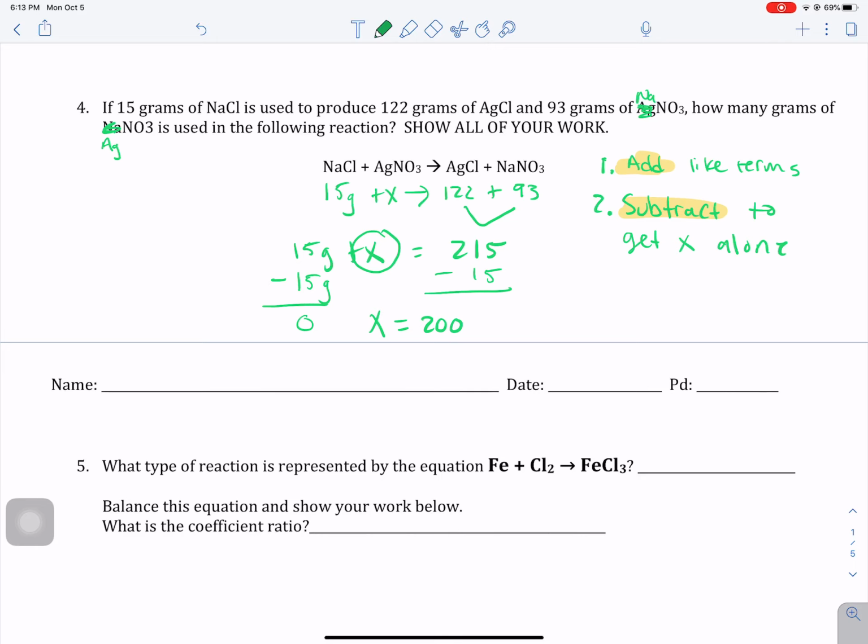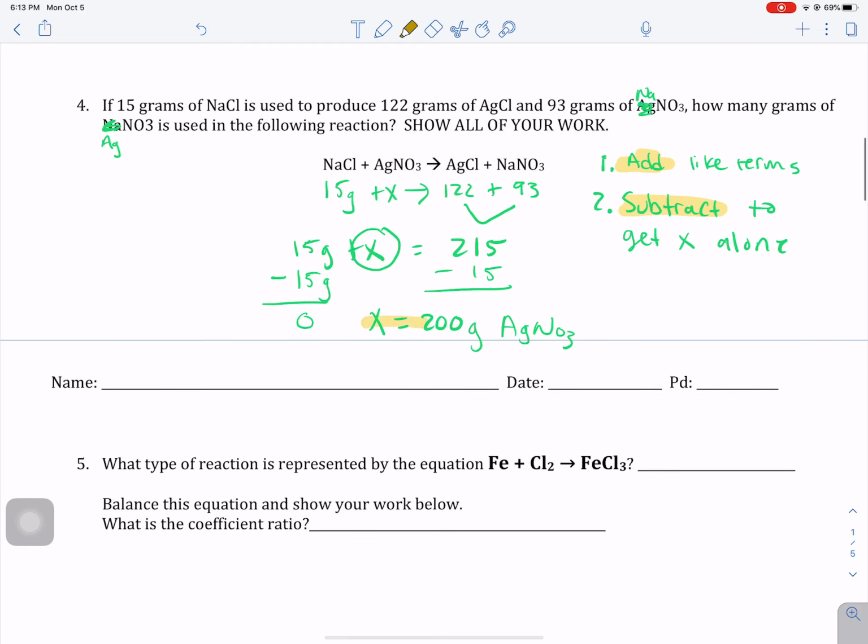And that 200 is going to be AgNO3. So this is 200 grams of AgNO3. So this is your answer.